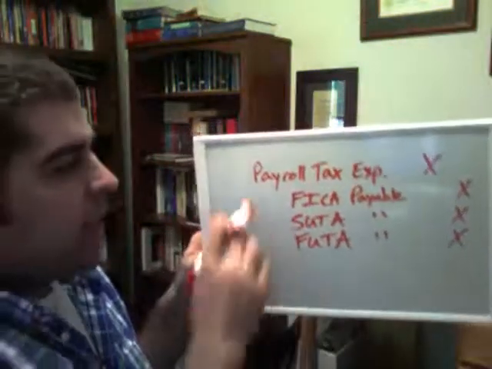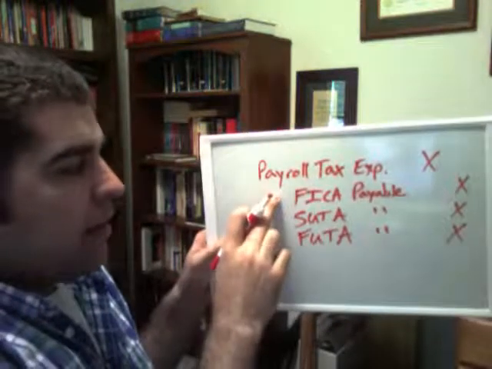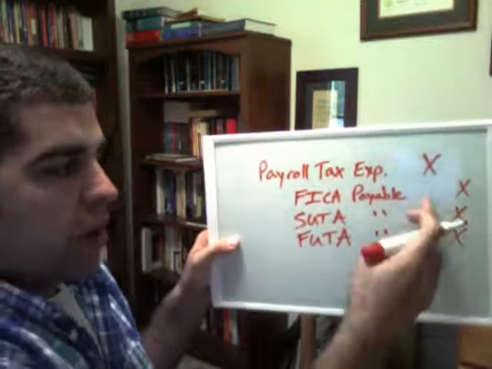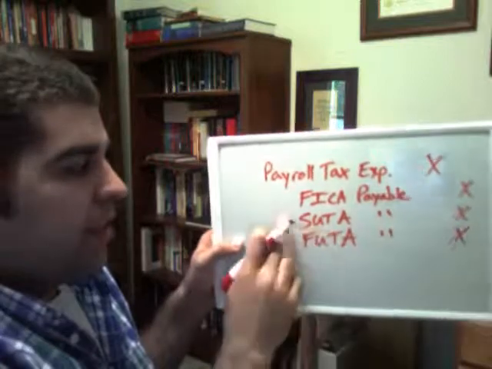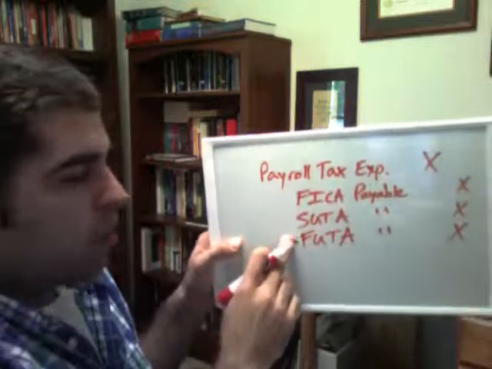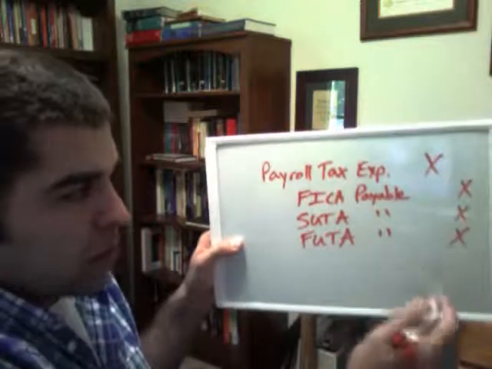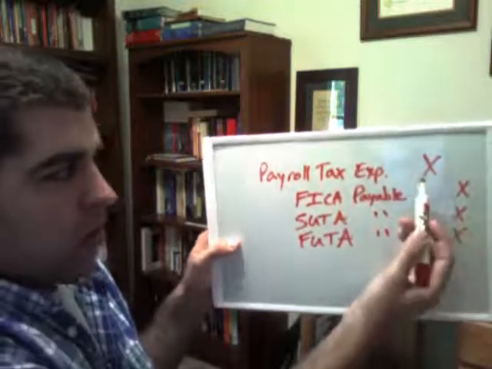This is payroll tax expense is debited. The FICA payable for your Social Security and Medicare is going to be credited. And then this is your state unemployment tax or federal unemployment tax. These are both going to be payables as well. These total to the total payroll tax expense.